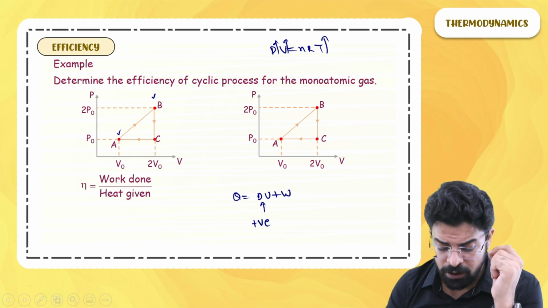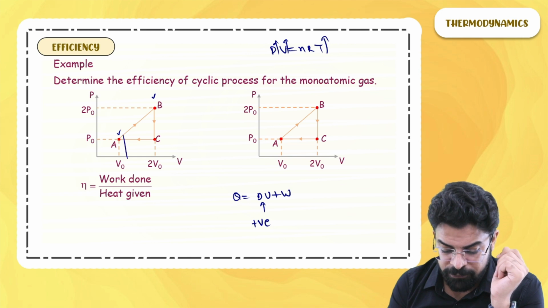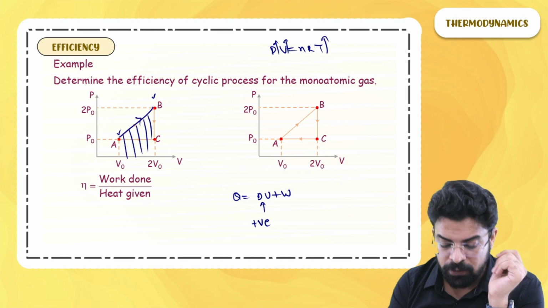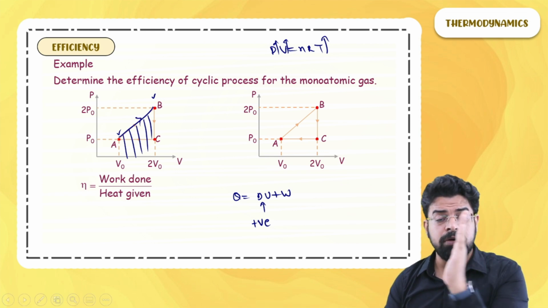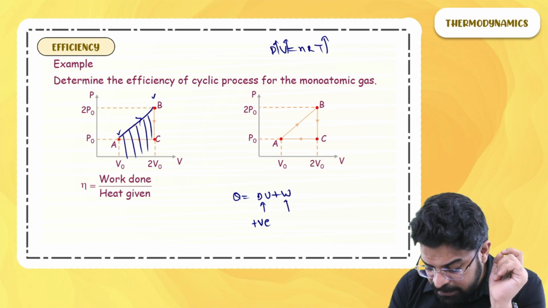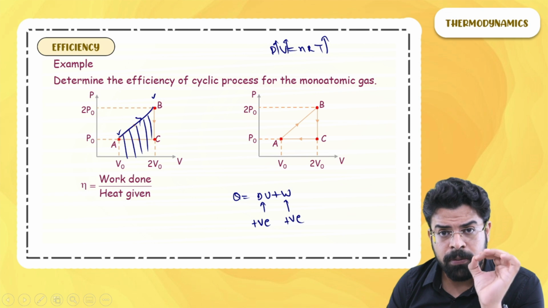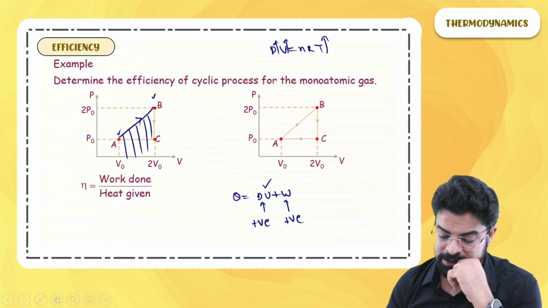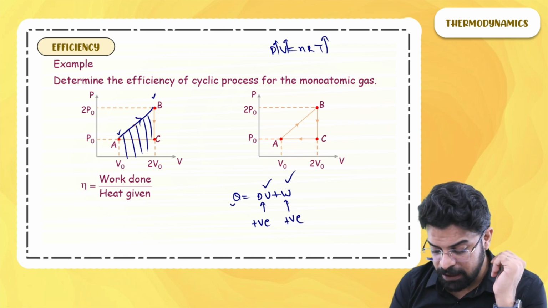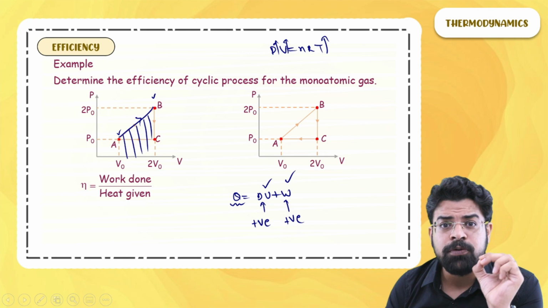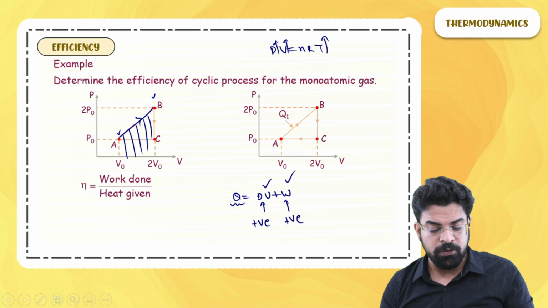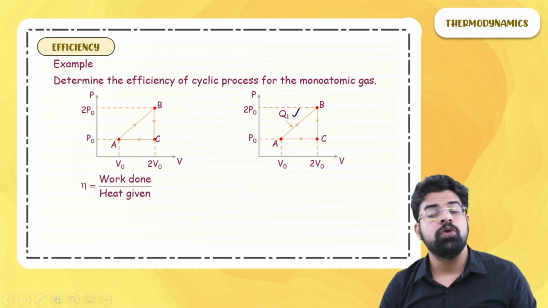Okay. Now from A to B, the work done will be the area under the graph. Moreover, from A to B, I know that the volume of the gas increases from V0 to 2V0. This means that the gas is expanding. When the gas is expanding, the work done is positive. So from A to B, internal energy increases, so the change in internal energy is positive. Work done is positive. So Q has to be positive. When Q is positive, it means that heat is being given to the system. So from A to B, some amount of heat Q1, let's say, is given to the system.